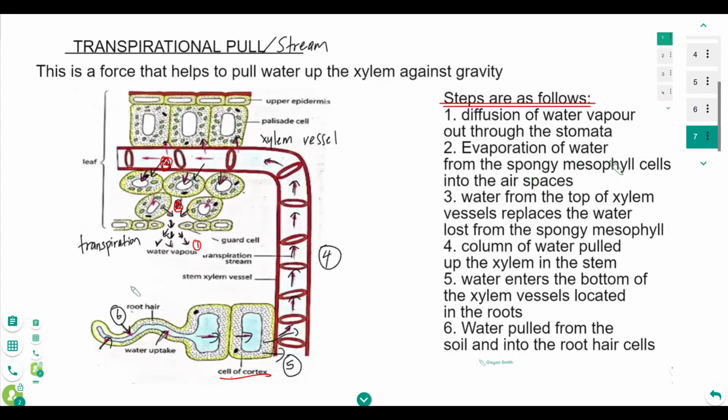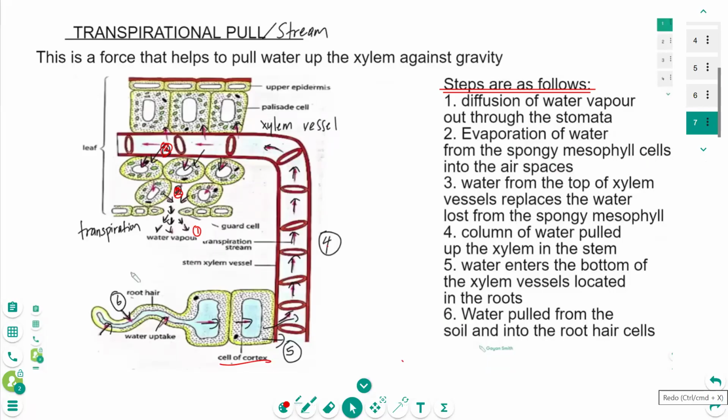Then there has to be evaporation of water from the spongy cells into the air spaces. I should have mentioned that the water was coming from the air spaces right here.